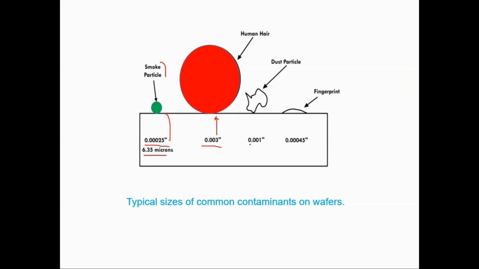Then if we talk about a dust particle, this is the size of the dust particle, in inches. And then your fingerprint. A fingerprint is also carrying some dust. The wafer is a very transparent thing, you will see in the coming lectures about wafers. If you are touching the wafer without gloves, that is actually providing some sort of contamination on the wafer. So that is again a problem.